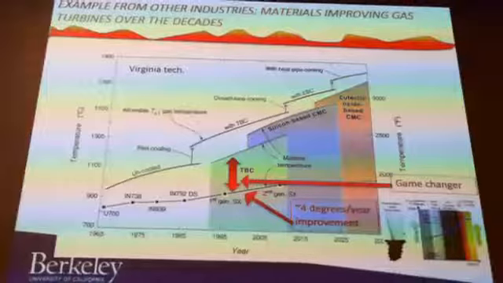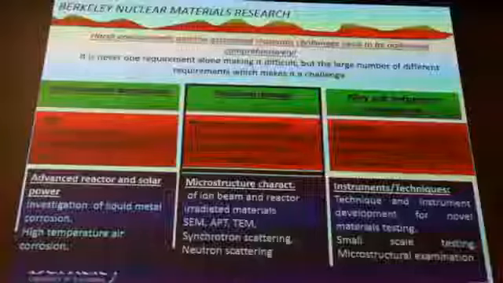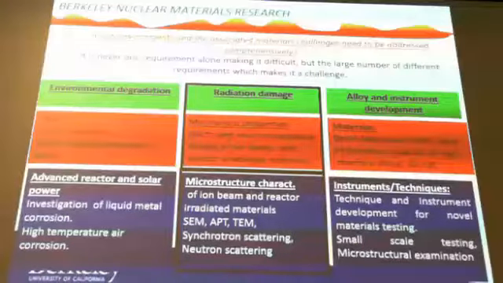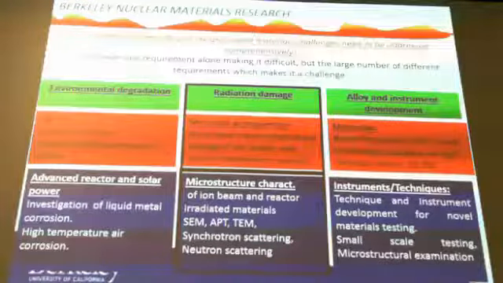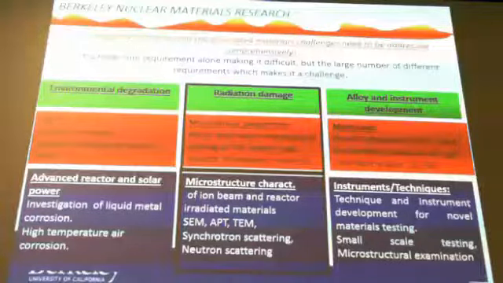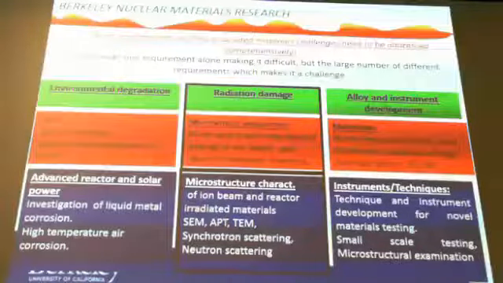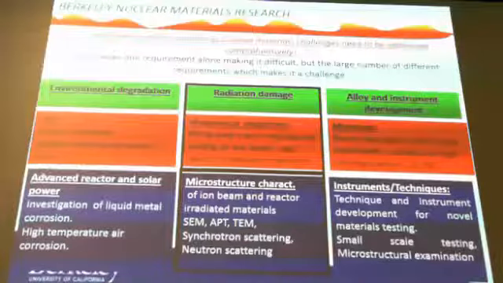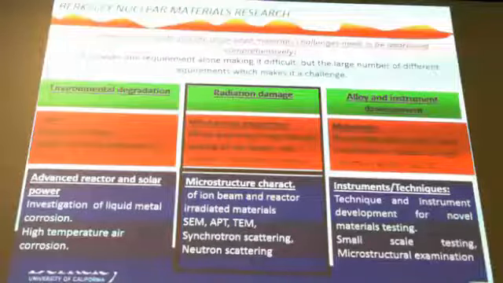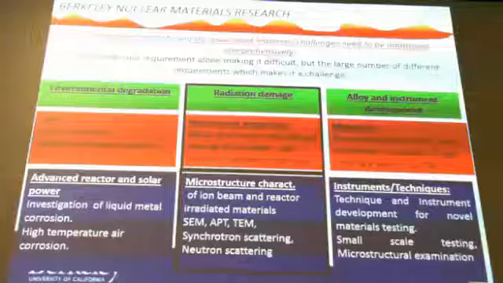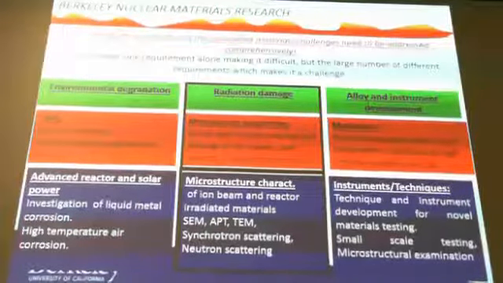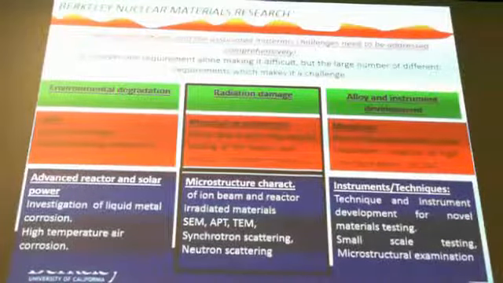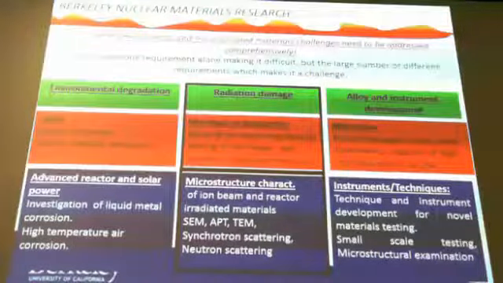So the Berkeley Materials Research Group is addressing all this comprehensively via environmental degradation, radiation damage, and alloy development or materials development processes. And so what we do here, we look at light water reactor corrosion issues or advanced reactor corrosion issues, liquid metal corrosion mostly. Particularly interesting is radiation damage causing microstructural changes and mechanical property changes.